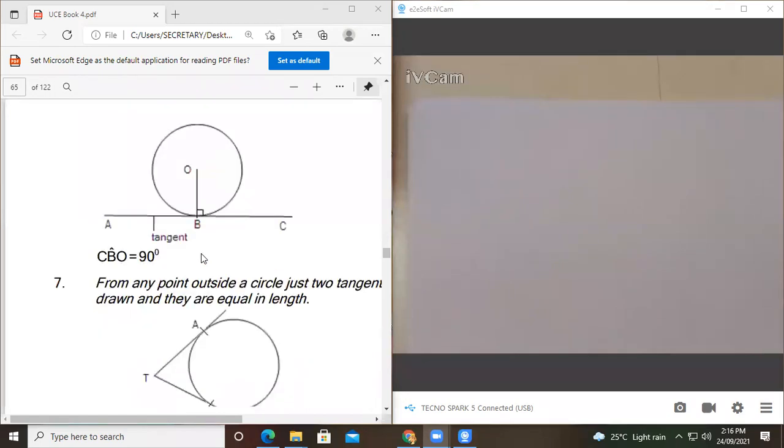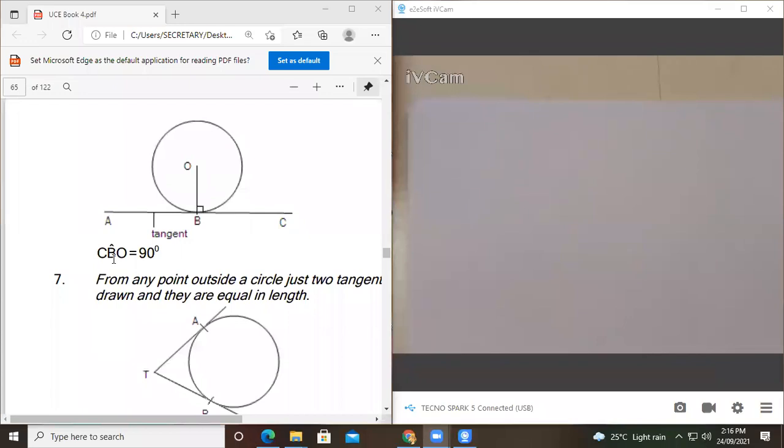And I want you to follow very well how the angles are being written from these letters. So they are saying that CBO is equal to 90 degrees. So you can read CBO. The letter that is in between is the angle that they are talking about. So I'm going through this very fast because remember, this is what we covered the last time.